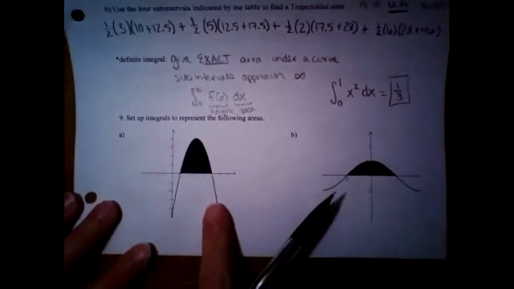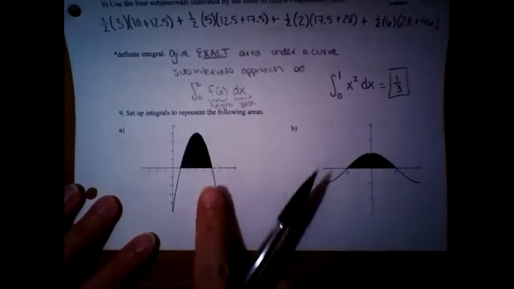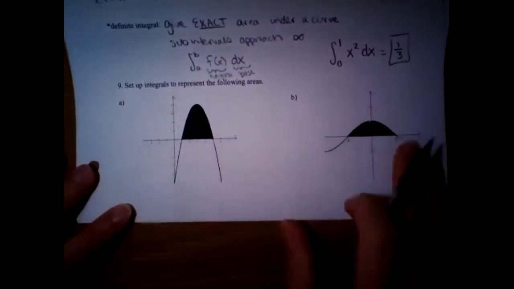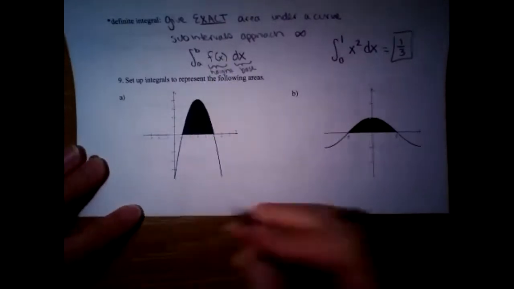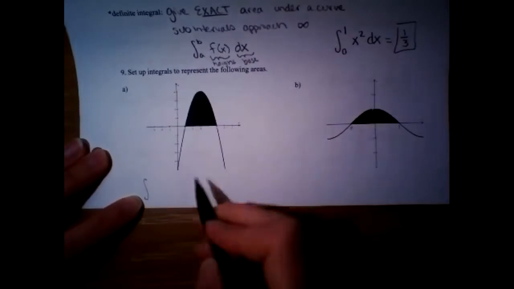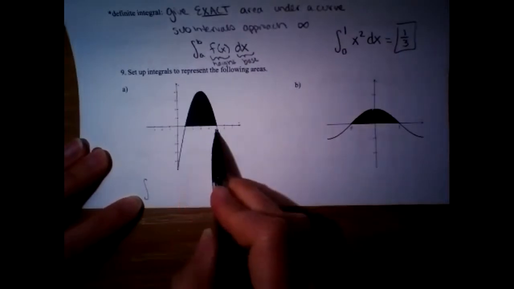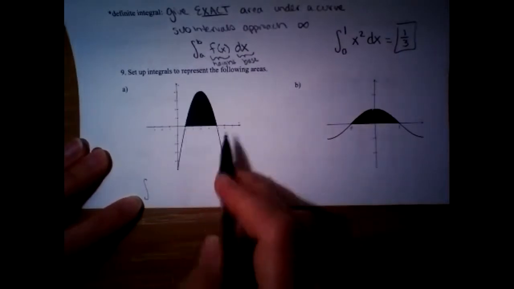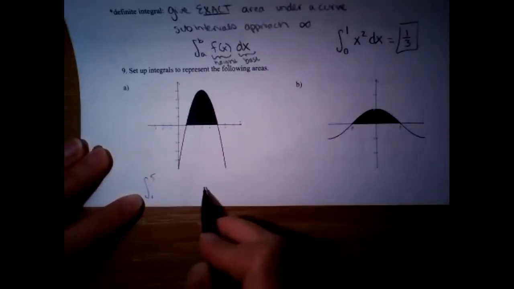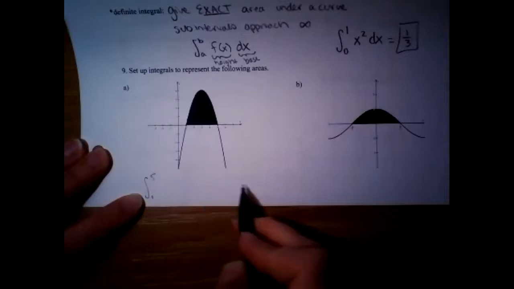So all I want you to be able to do for these, we're not going to actually work out the problem. I just want you to be able to set up an integral just to get you used to the notation, because I realize it's totally brand new to you. So for this one, it's going to be integral from 1 to 5. So we want from here to here. So 1 to 5.